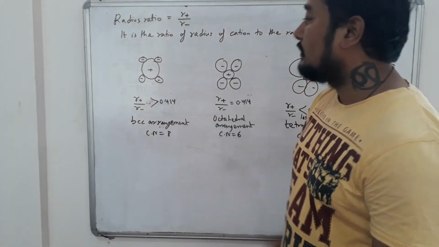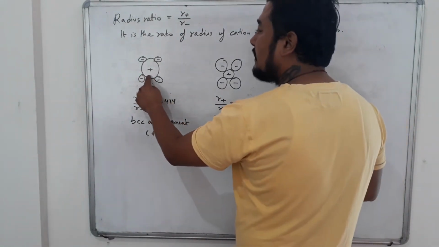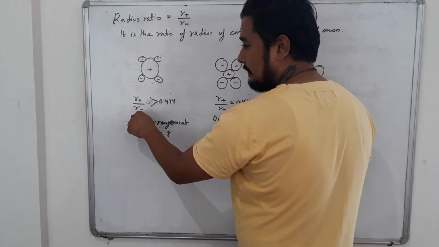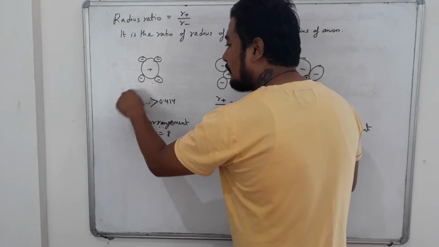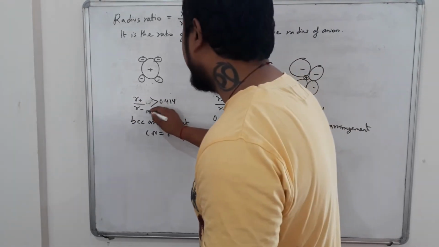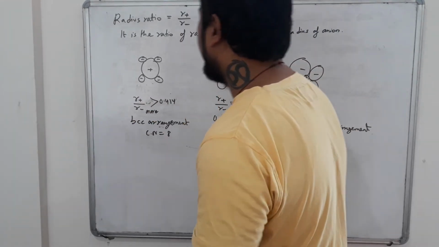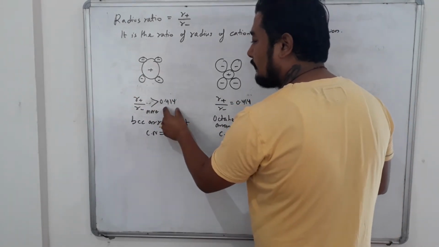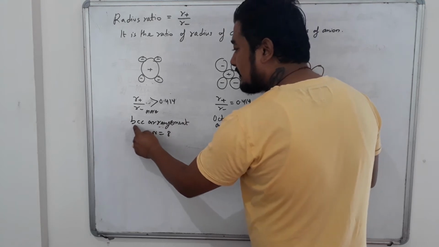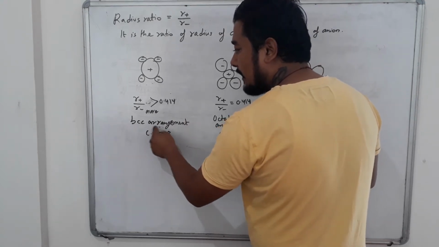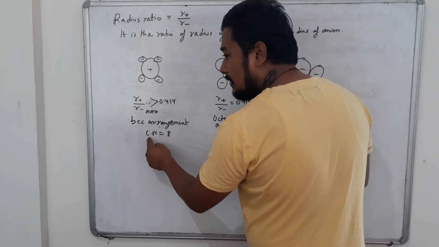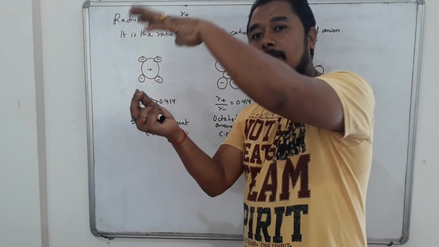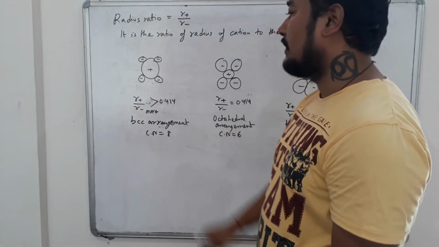Now we go out here. Here the size of cation is bigger and the size of anion is smaller. That means the denominator is less, so the overall value will come more. So here the radius ratio value is more than 0.414. If the radius ratio comes more than 0.414, we call it a BCC arrangement, body centered cubic arrangement. And in such arrangement we have already learned the coordination number will be 8. How 8? In BCC, one particle will surround 4 up, 4 down, total 8, students.